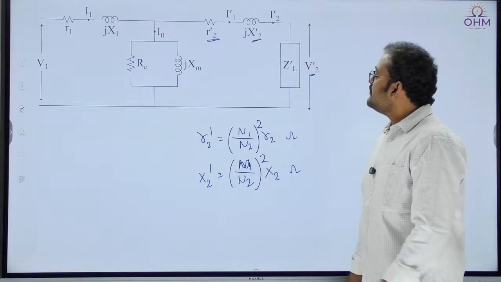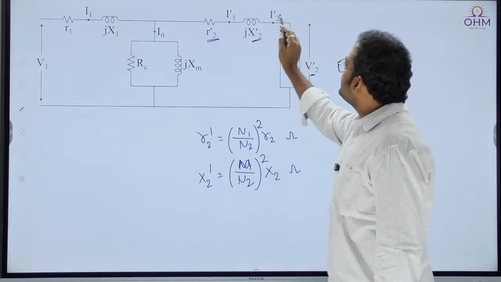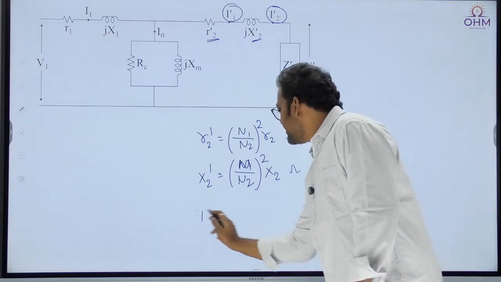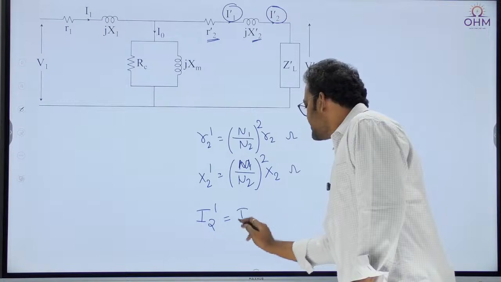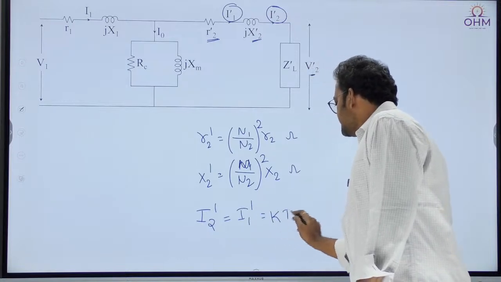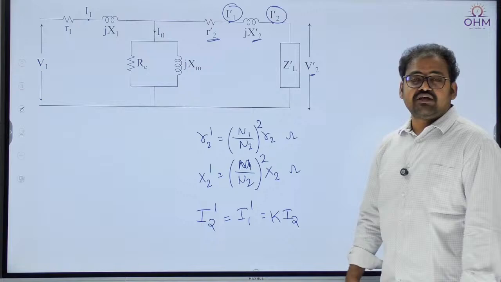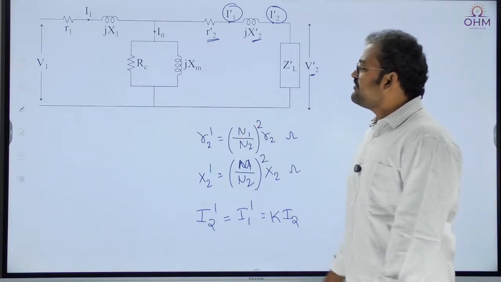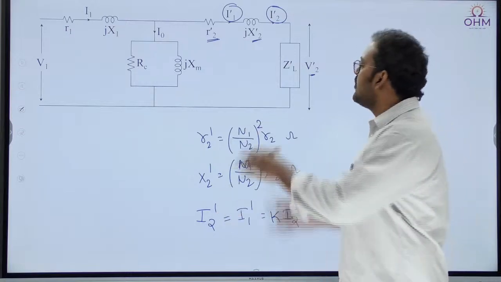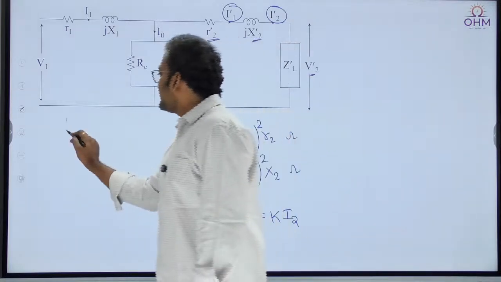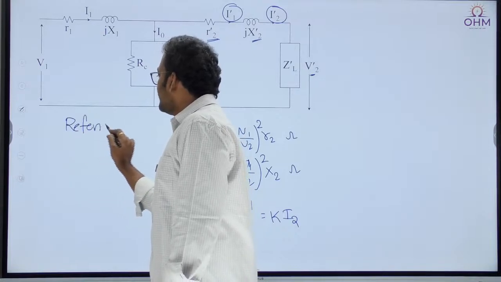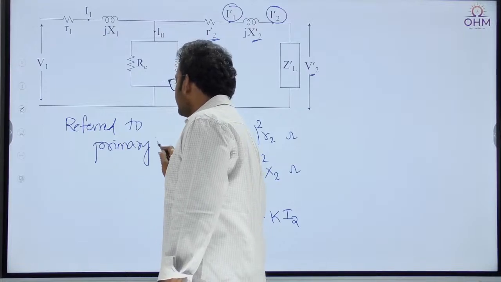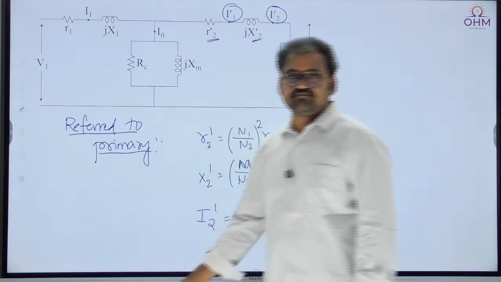Also, when you transfer parameters to the secondary side, I2 dash and I1 dash are both equal. We know I1 dash is equal to K times I2. Therefore I2 dash and I1 dash are both equal to K times I2, where K is N2 by N1. Clear? So this is the equivalent circuit of the transformer referred to which side? Primary side. All parameters are referred to the primary side. This is the circuit diagram referring the transformer to the primary side.